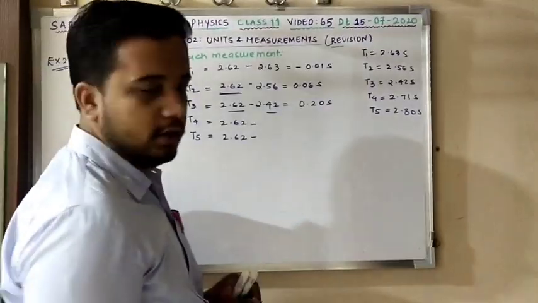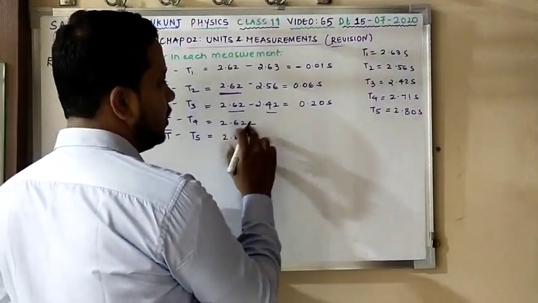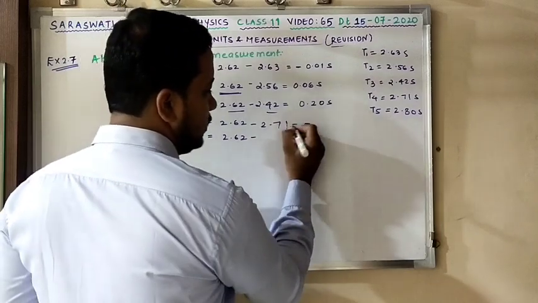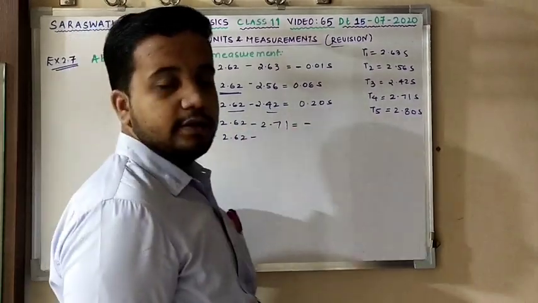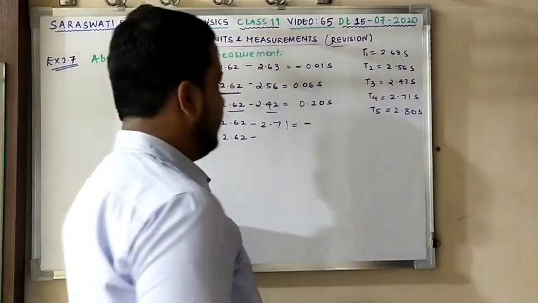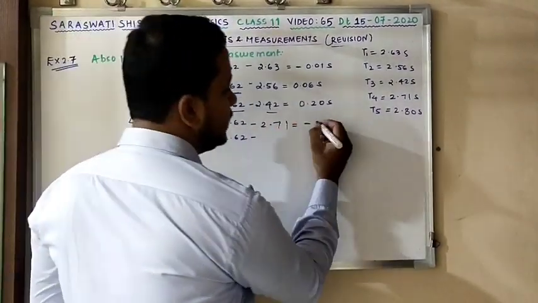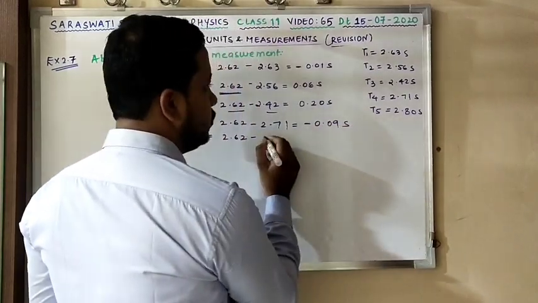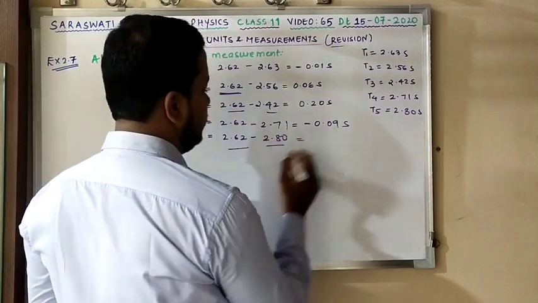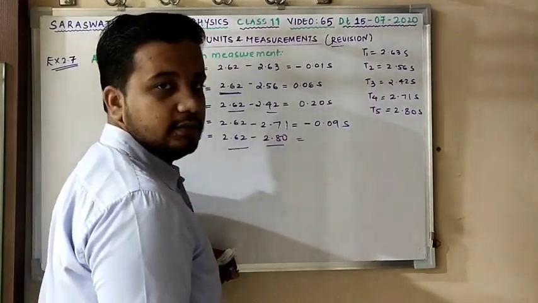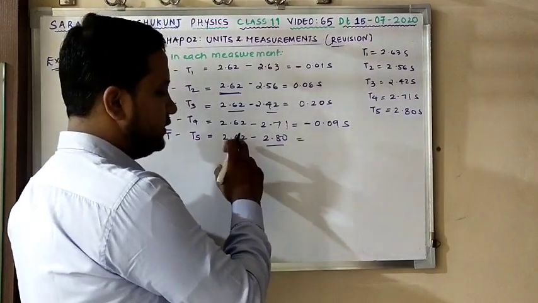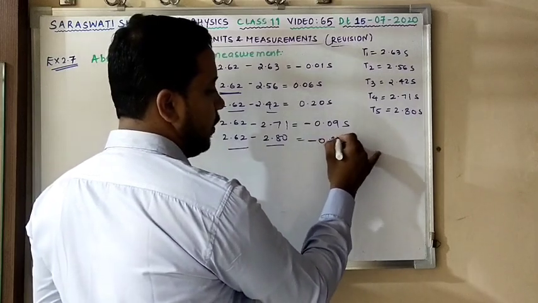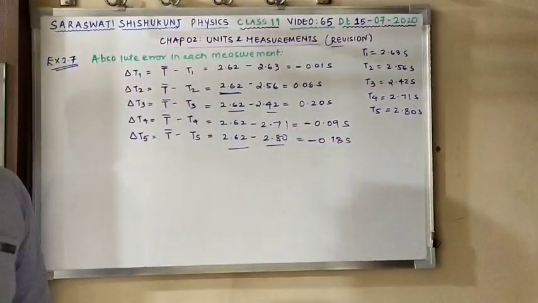Clear or not? Next we have 2.62 minus 2.71. Smaller value minus bigger value, so it will be minus. Yes or no? 62 and 71, the difference is 9, because 62 and 8 is 70 and 71 is one more. So it is minus 0.09 seconds. Till this clear? And last, 2.80. Again smaller value minus bigger value. 62 and 8 makes 18: 8 and 2 is 10, 6 and 1 is 7, and carry 1 is 8. So the answer is minus 0.18 seconds. Hope it is perfectly clear.